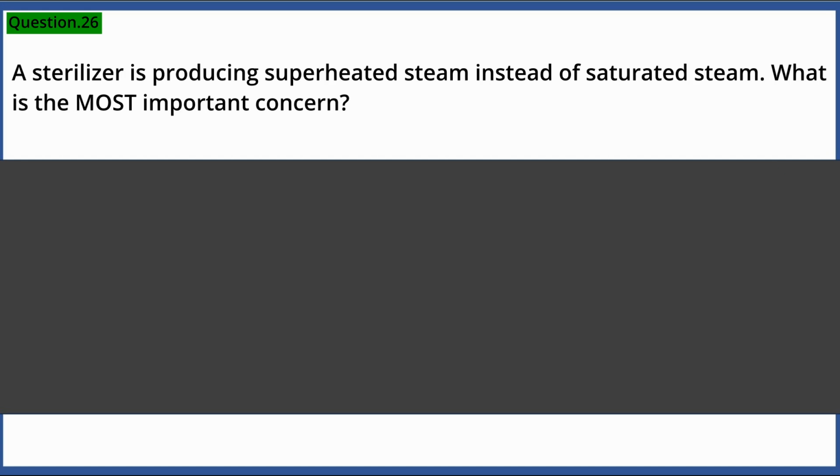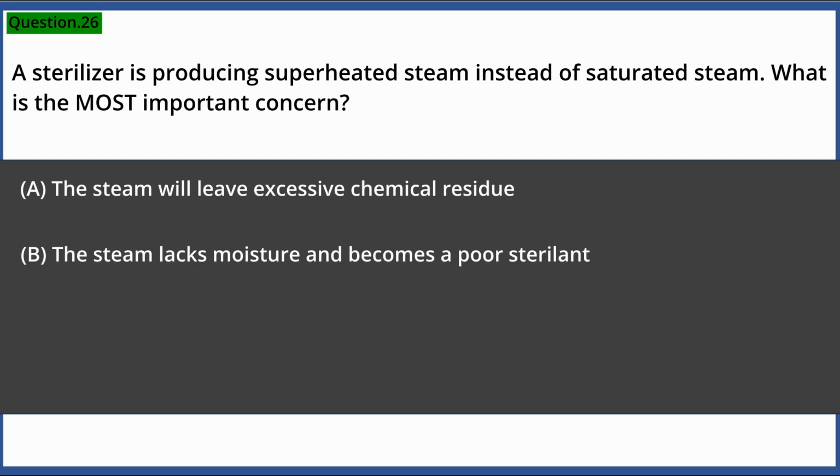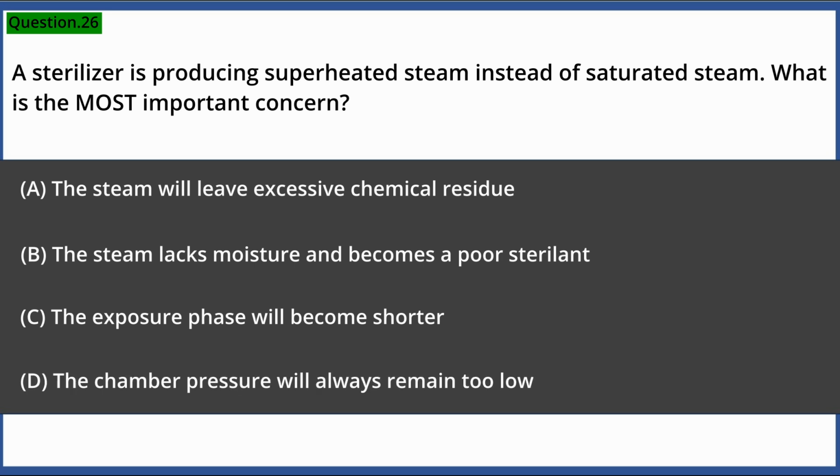A sterilizer is producing superheated steam instead of saturated steam. What is the most important concern? A. The steam will leave excessive chemical residue. B. The steam lacks moisture and becomes a poor sterilant. C. The exposure phase will become shorter. D. The chamber pressure will always remain too low. Answer. B. The steam lacks moisture and becomes a poor sterilant.